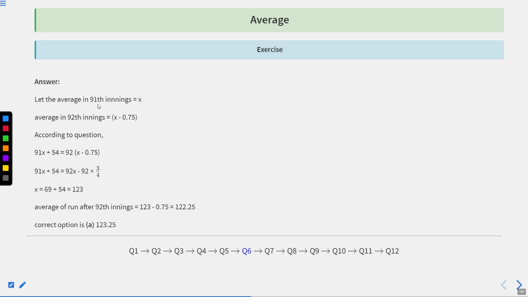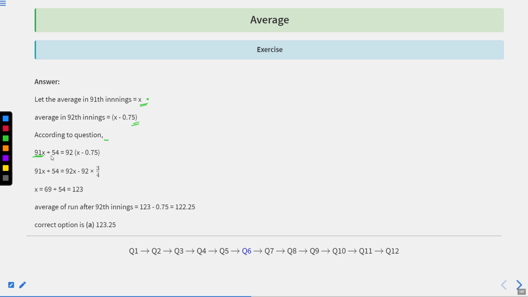So let us suppose the average in the 91st inning is x, and it is also given to us that after the 92nd match, his batting average dropped by 0.75. So his new batting average will be x minus 0.75. So according to the question, again we are using the same formula, that sum equals average into number of innings. That's exactly what we are doing here. So x is the average. So the total number of runs scored by the batsman till the 91st will be x times 91. That's exactly what is written here.